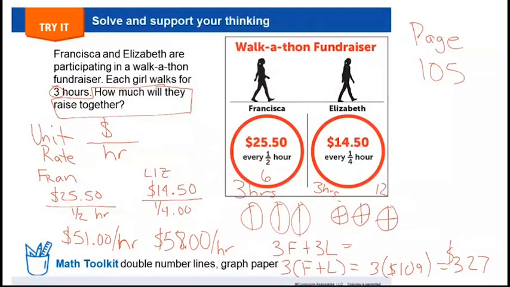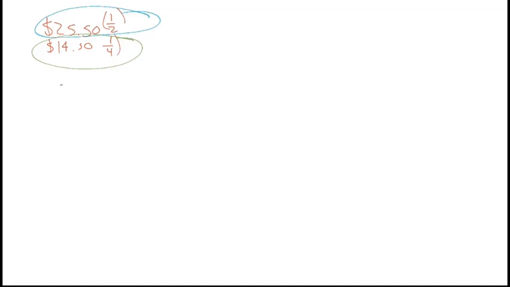So we are towards the end of our proportional thinking unit, $25.50 and $14.50. So $25.50 in a half hour, and then $14.50 in a quarter hour. Some of you are still having issues trying to think and set up the math problem. If you write the units that you want and then plug the numbers in, you will get that unit rate. For those that are still having problems, I am going to put Francisca in blue, and I'm going to put Elizabeth in green.